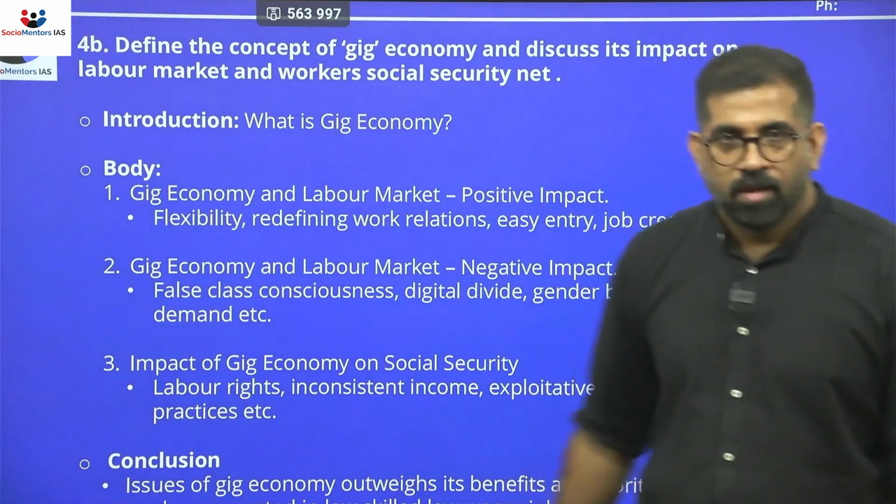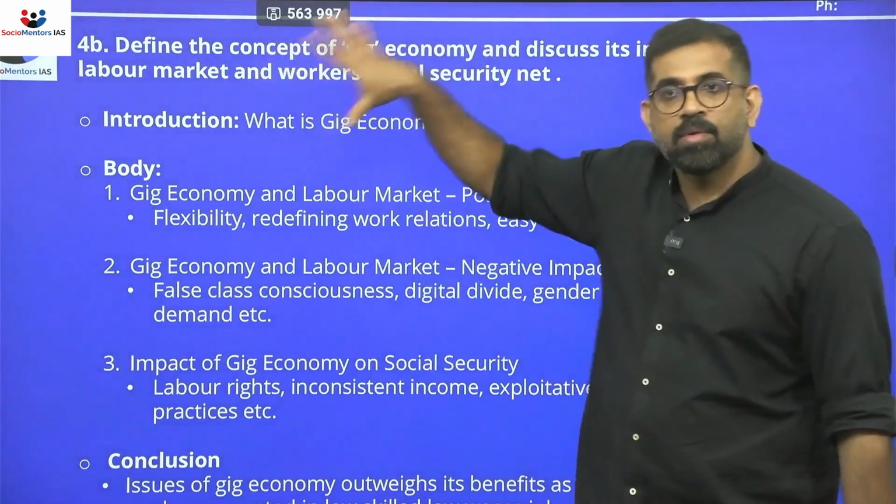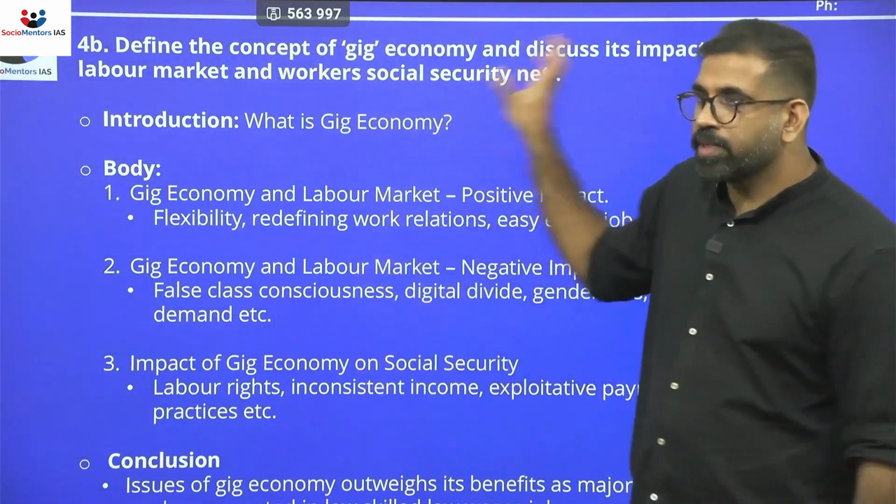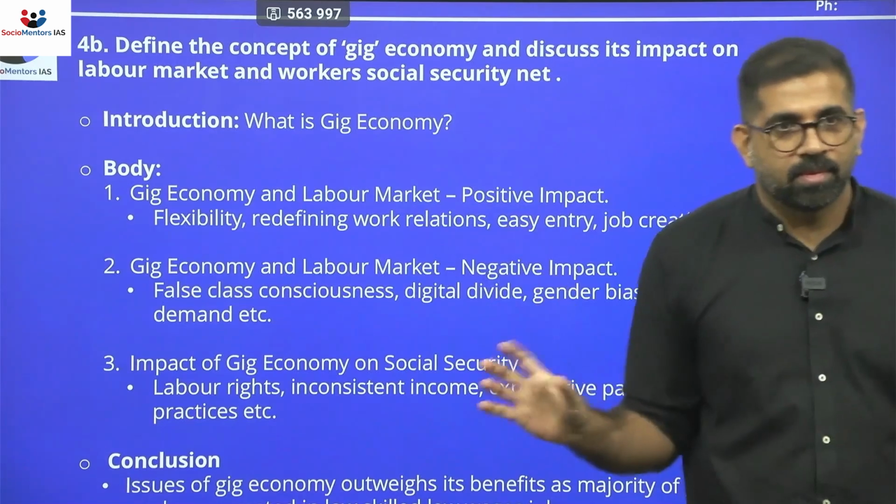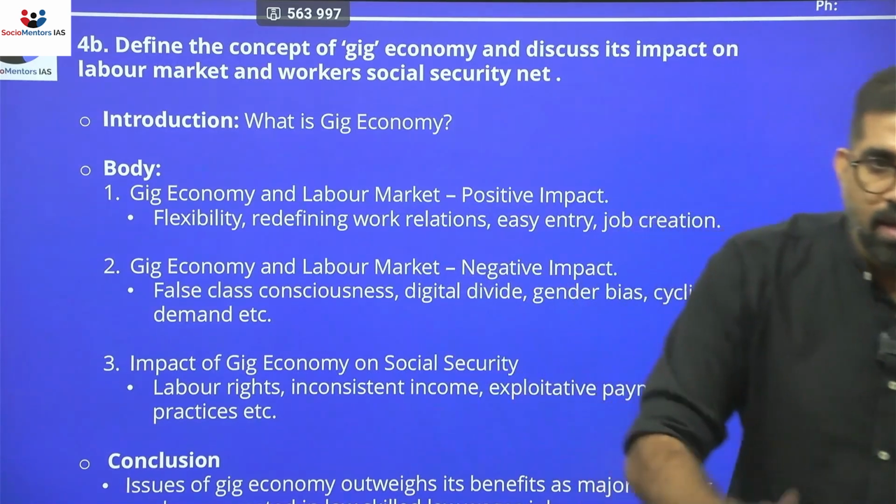Is it clear? But ideally, if there is a positive side to it, you have to write that as well, because this question is neutral, impact. They are not asking you to write just the negative points.